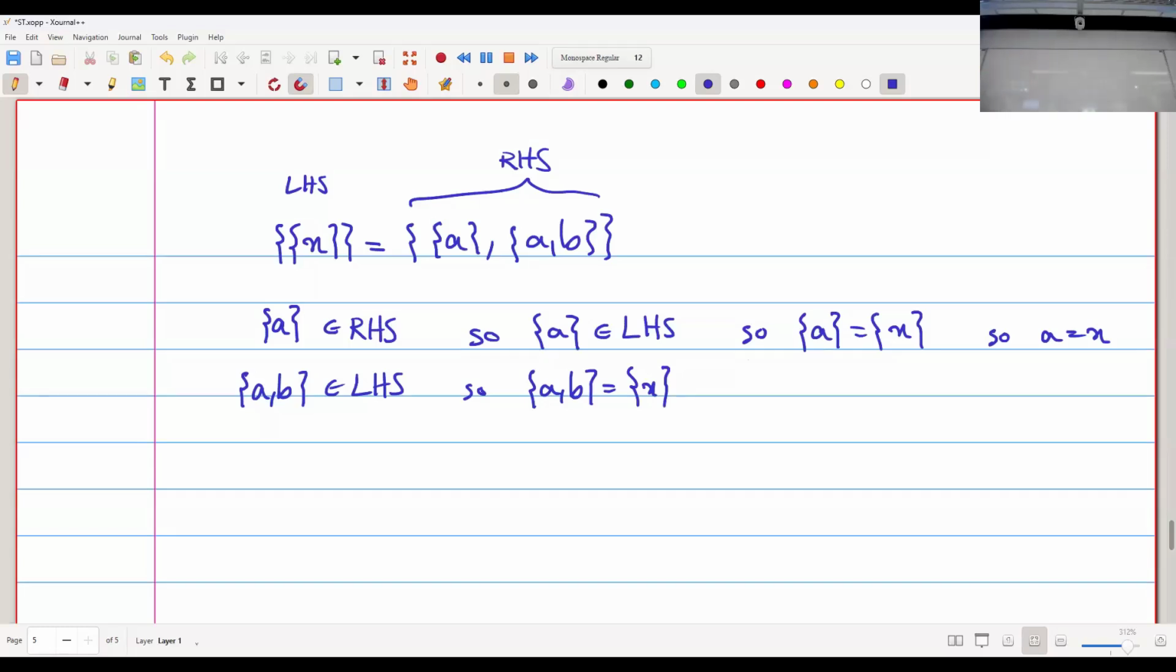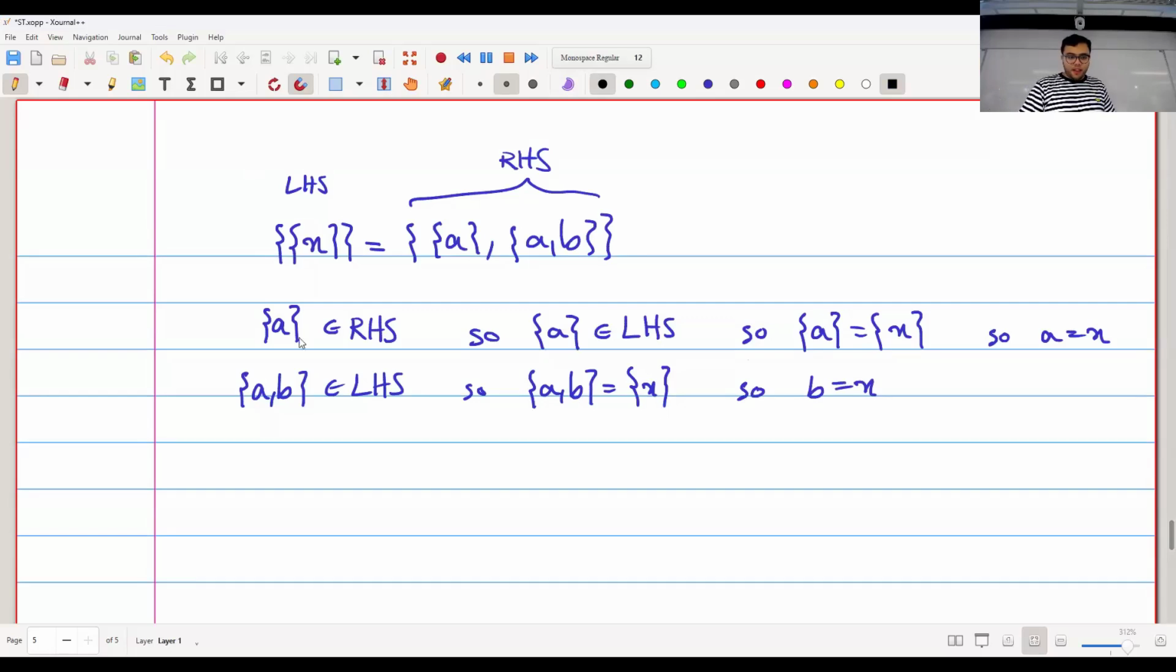But then in this case, I now pick B. I say I have two sets that are equal. AB is equal to X. So I take B from the left-hand side. It has to also be in the right-hand side. So B has to be equal to X. Okay. So B is equal to X. But great. So I got everything I wanted, right?